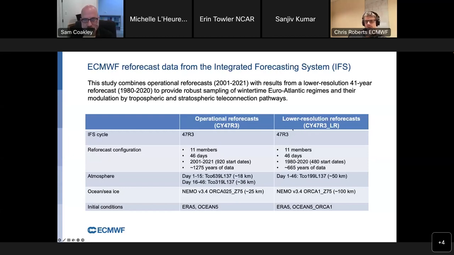The other data I'm using is a lower resolution system, and the motivation is that we want a robust sampling of both the regimes, but also how they're modulated by different phases of interannual variability, to get good sampling of ENSO, La Nina versus El Nino states. This lower resolution system is the same cycle, our currently operational cycle, with the exact same physics and configuration: 11 members, 46 days, but now 480 start dates run over a 41-year period covering 1980 to 2020. It is run from day one with a resolution of 50 kilometers in the atmosphere and 100 kilometers in the ocean. It's obviously far cheaper to run this for R&D purposes, but the motivation is to improve our sampling of this interannual variability.